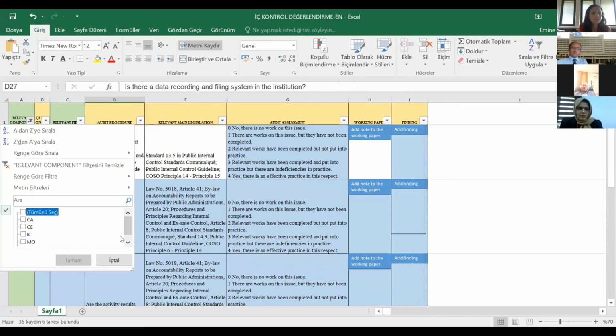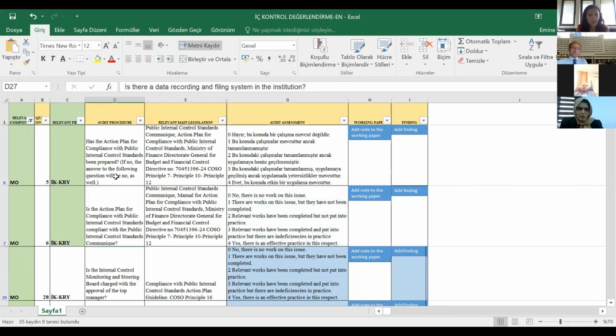And the last one, monitoring. Has the action plan for compliance with public internal control standards been prepared? What does it mean? In Turkey, the Ministry of Finance issued some control standards that organizations should adapt to. So there are some action plans for adaptation, and every organization should have this action plan. It's also related to compliance audit in this sense, I think.